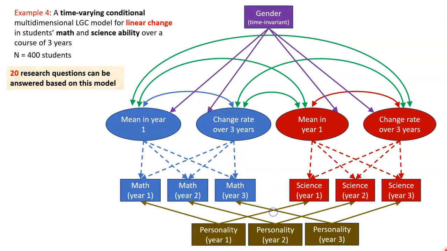Finally, we have added personality of the students as a time-varying predictor to our model, and therefore, this model can be used to answer 20 research questions. So the extra 6 questions are represented by these arrows. For example, if you are interested to assess the impact of the personality of the students in year 1 on their math ability or on their science ability, you can focus on these 2 arrows.